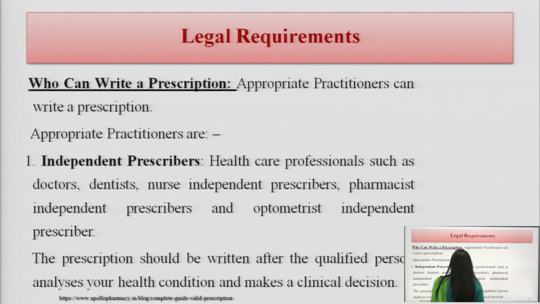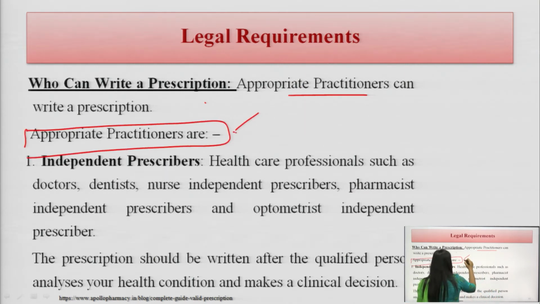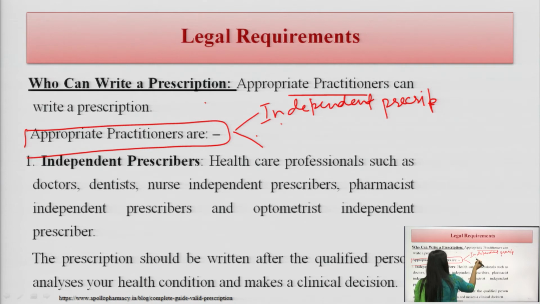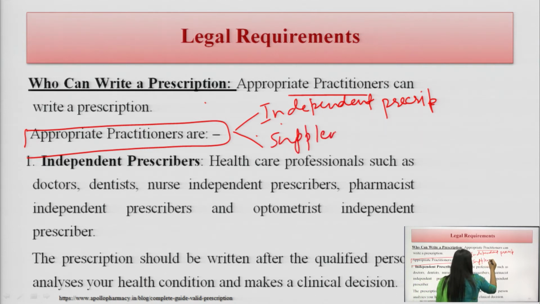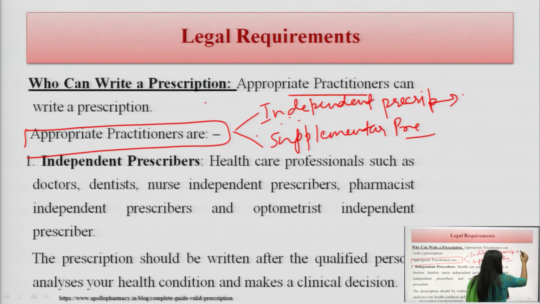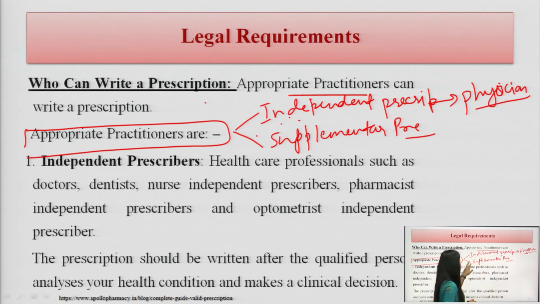Now another legal requirement: the prescription must be written by the appropriate practitioners, and appropriate practitioners could be of two types. One is independent prescribers, or there are supplementary prescribers. So who will write the prescription? Independent prescriber means physician. So only a physician will write the prescription to the patient. This means the independent prescriber.